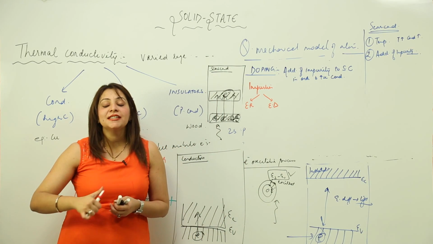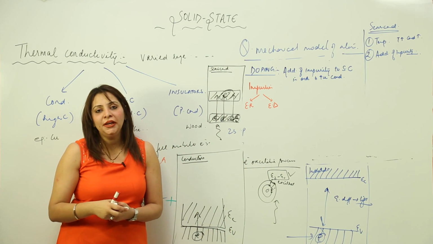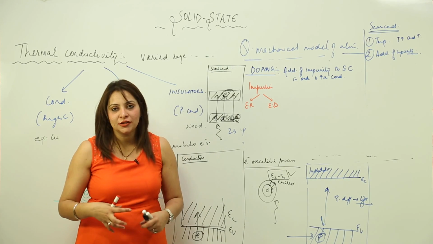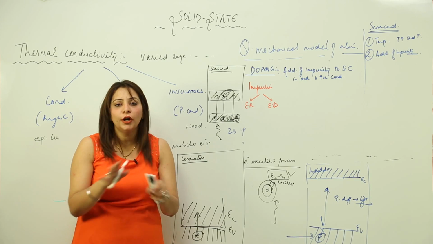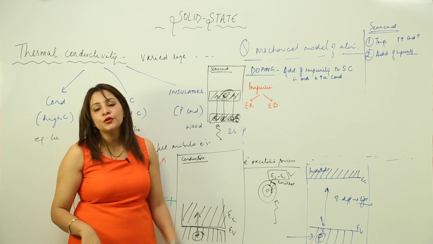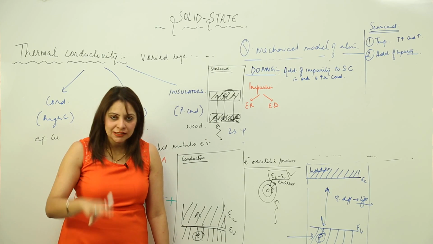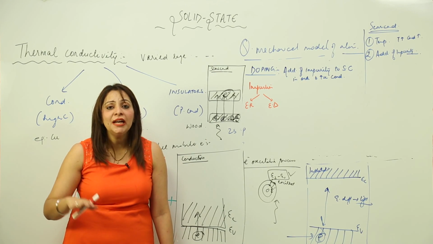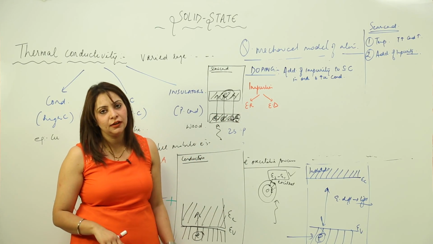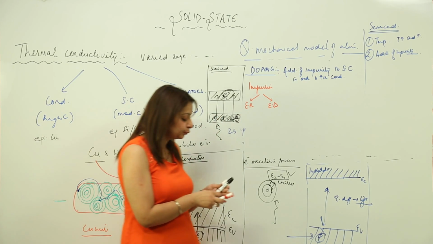As the name suggests, electron rich, what does it mean? It means that it possesses many electrons, right? It is not deprived of electrons, it has got more electrons. Electron deficient means it has fewer electrons, right? It has comparatively fewer electrons. So let's see how doping affects the conductivity of the semiconductor.